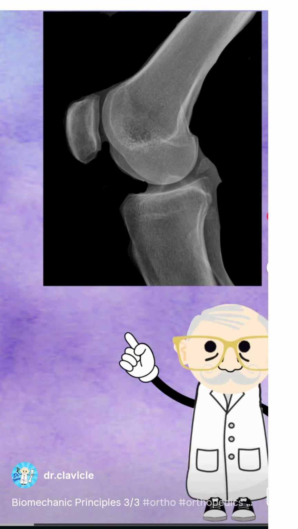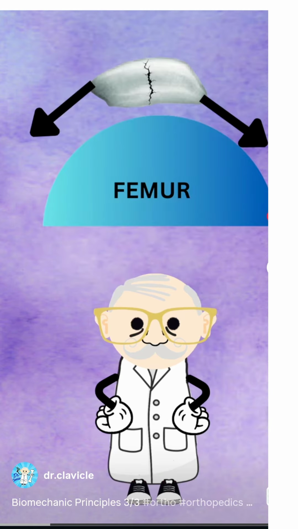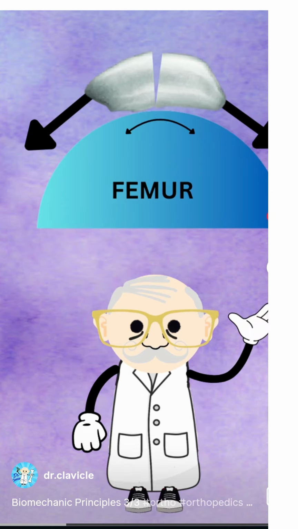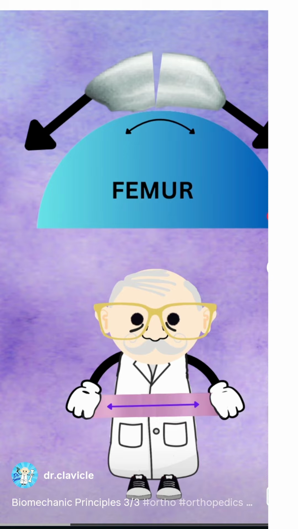The quadriceps tendon pulls the superior pole, and the patella tendon pulls the inferior pole, while the patella is also pressed against the femur. Because of this geometry, the pull is eccentric relative to the fracture plane, meaning the line of action is off-center, so it creates a bending moment, not just pure straight line tension.